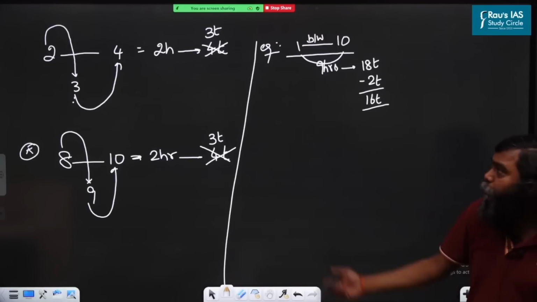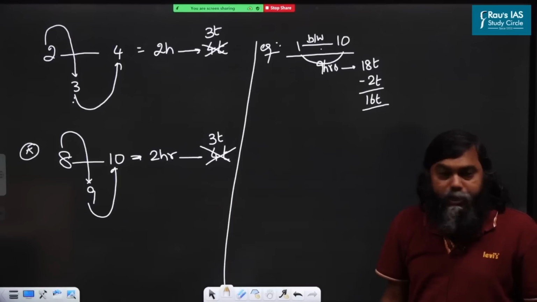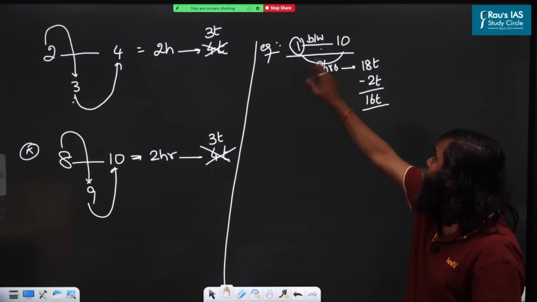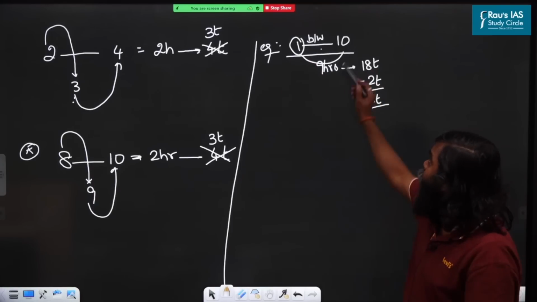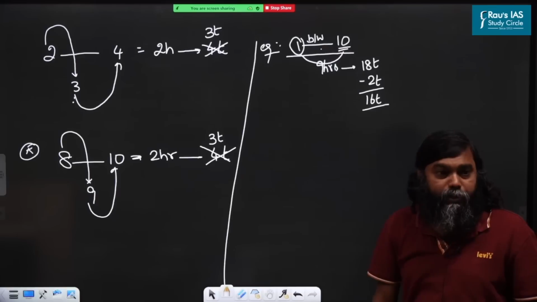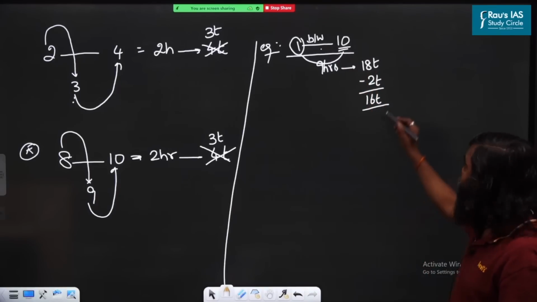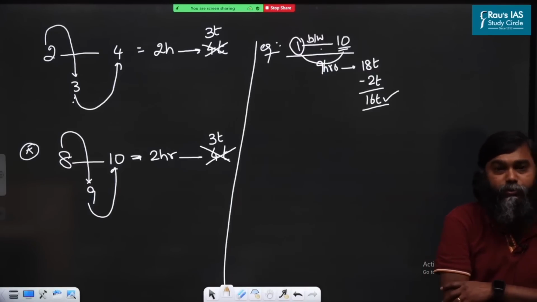Understood, boss? But the question uses the word between. That means starting and ending not allowed. Is 1 o'clock a 15-minute gap? No. That means it is not a part of 18. If I remove this, it will not impact this. Is 10 o'clock already a 15-minute gap? No, it is not part of 18. If I remove this, it will not impact. So my answer is what? Do you understand? Who is saying no?